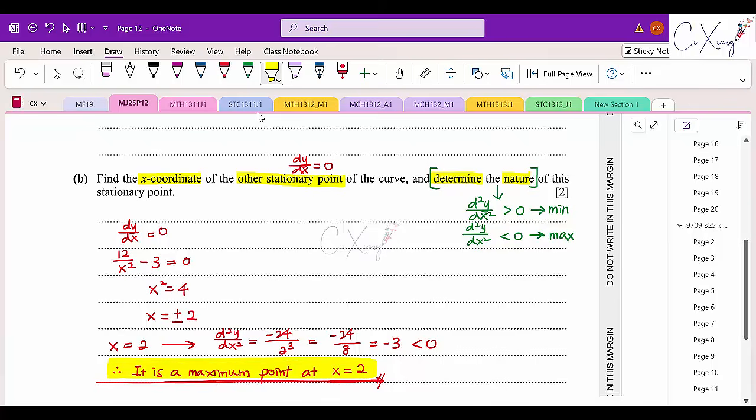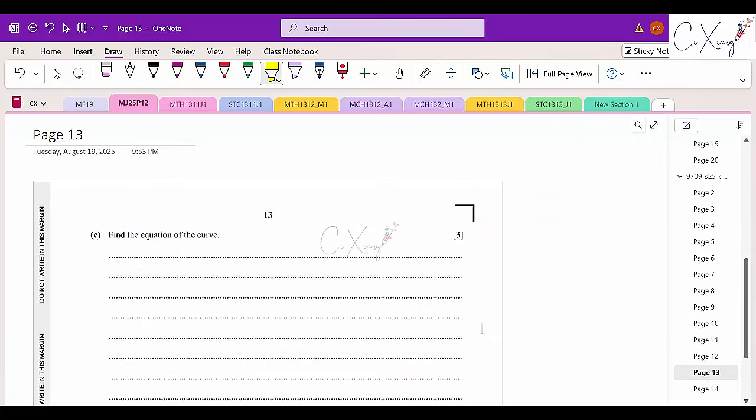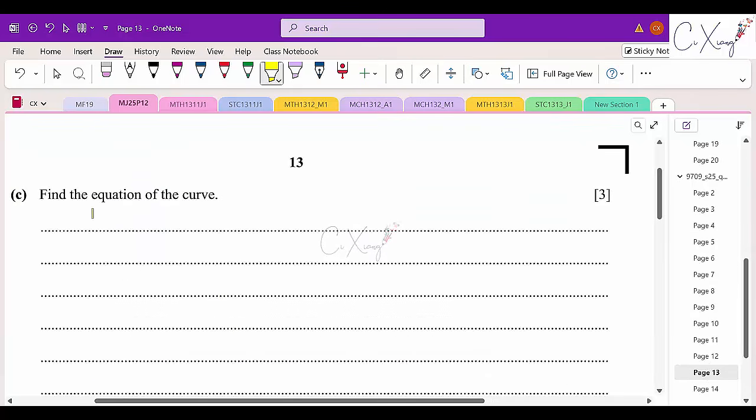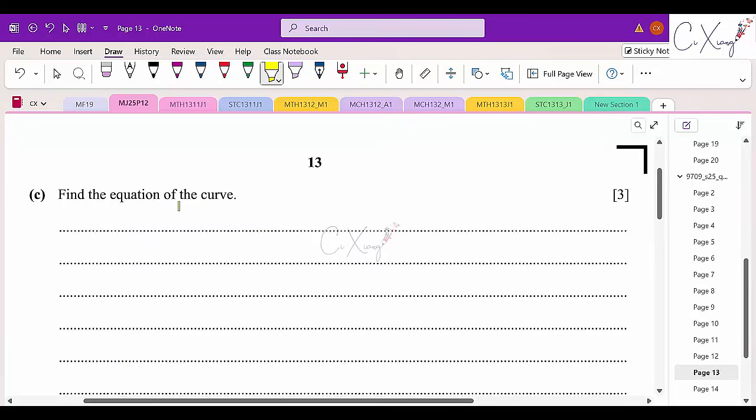Okay, this is how we solve part B. And let's continue to part C. Now they want us to find the equation of the curve. So like what I told you just now, to find the equation of the curve, we have to integrate dy/dx.